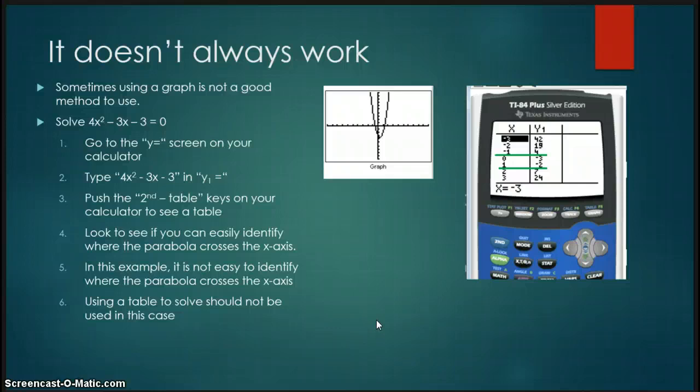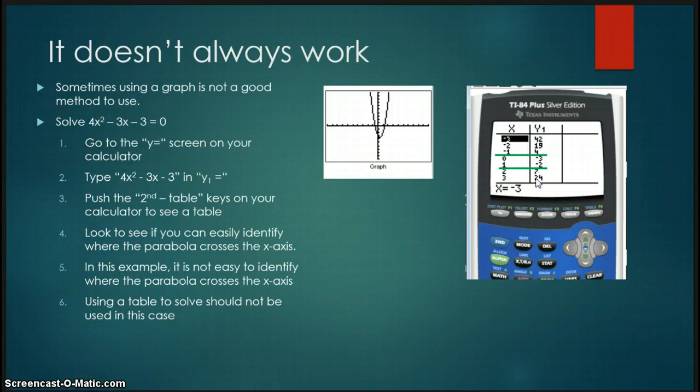Every now and then you run into quadratic equations that do not lend themselves to being solved using a table, and this is just such an equation. It's set equal to 0, so it's an easy thing to try. So let's go ahead and put it into y equals. Let's look in the graph, and immediately I can tell that it's not hitting whole numbers. This is between 0 and -1, and this is between 1 and 2.